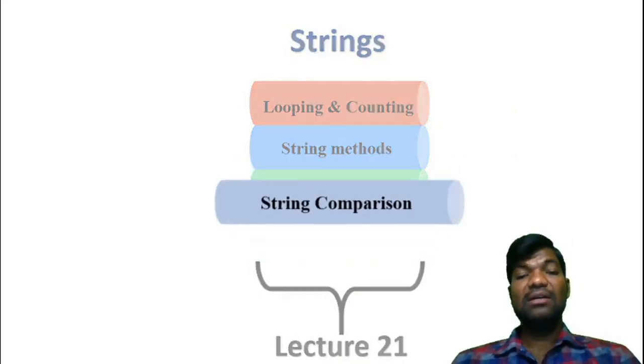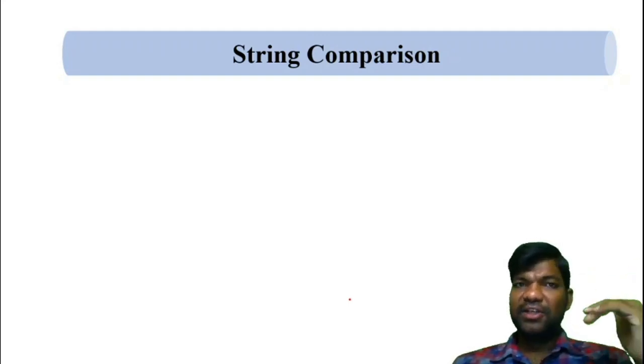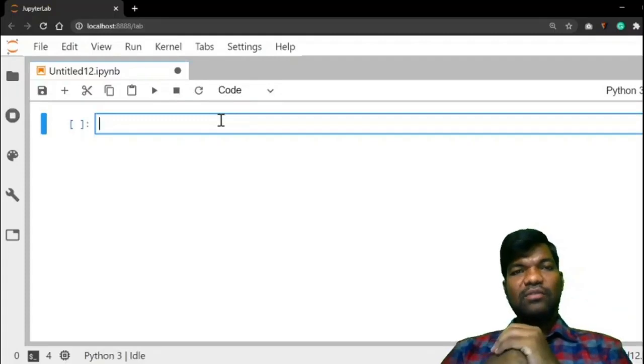Now coming to string comparison. String comparison means you are giving two inputs, string 1 and string 2, and comparing those two. If both are the same, you will display yes, both are same, otherwise not same, right? Let's directly check this example in Jupyter Lab, right? Let's check one example for string comparison, right?